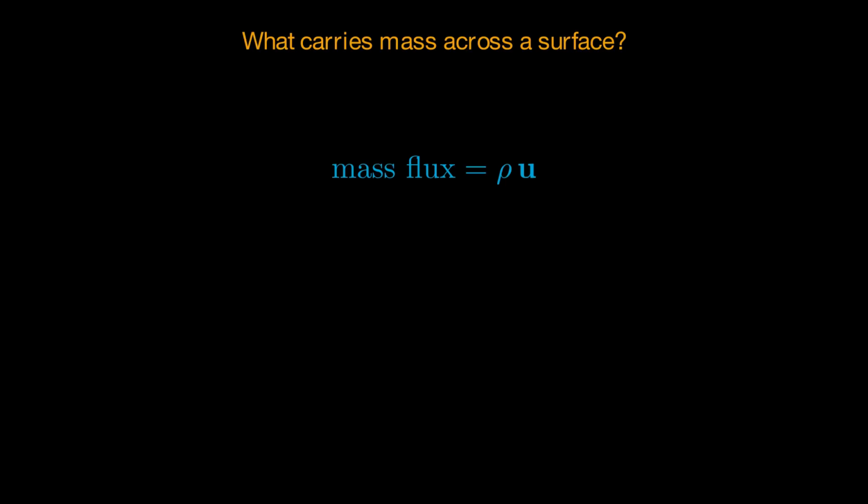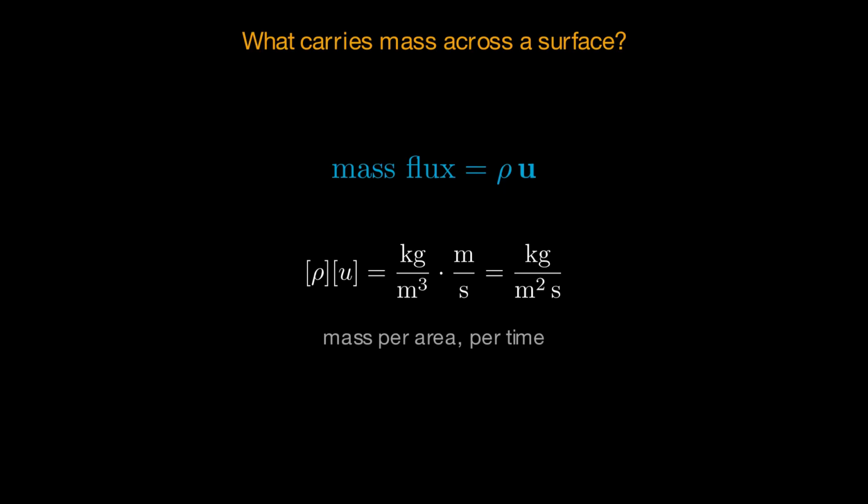We need the right quantity for mass crossing a surface, and that's the mass flux, density times velocity, rho u. Don't take that on faith, check the units. Density is mass per volume, velocity is length per time. Multiply, the lengths cancel down to mass per area per time. So rho u is the mass crossing 1 unit of area each second, times a face's actual area. It's the mass per second pouring through that face.